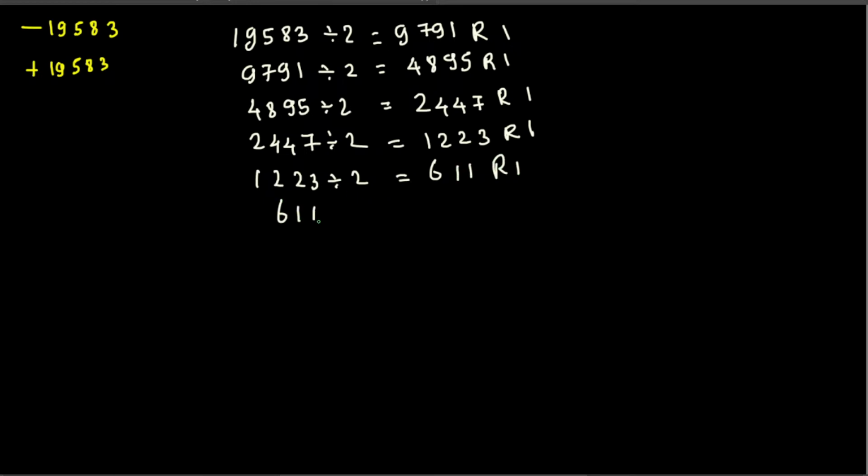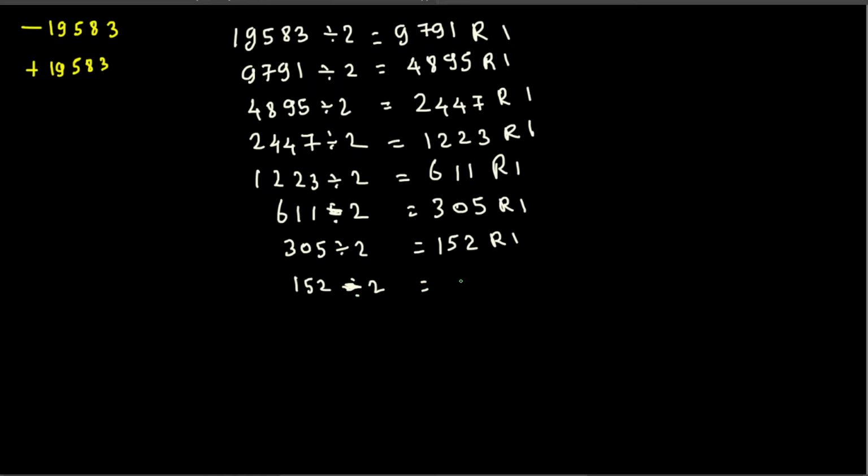And 611 divided by 2, that gives us 305, and the remainder is 1. 305 divided by 2, that gives us 152, and the remainder is 1. And then 152 divided by 2, that gives us 76, and the remainder is 0. And then 76 divided by 2, that gives us 38, and the remainder is 0.